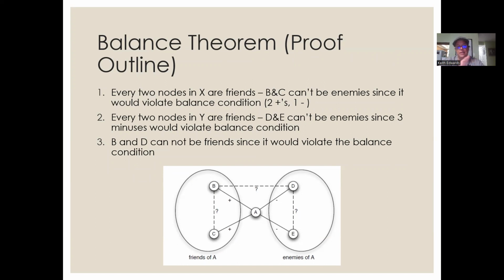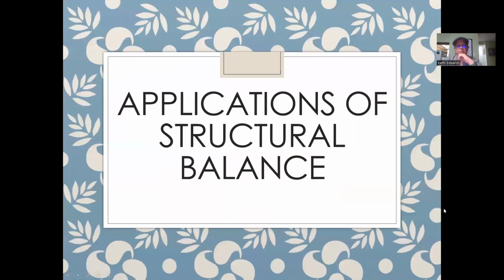Okay, now how about the last condition, where the set X can't be friends with the set Y? So imagine B was friends with D, there would be a plus there, and again, we would have the 2 pluses and the minus sign, which we said wasn't a balanced relationship. So there has to be a negative sign going from B to D in order to achieve the balance condition. And that completes our proof.